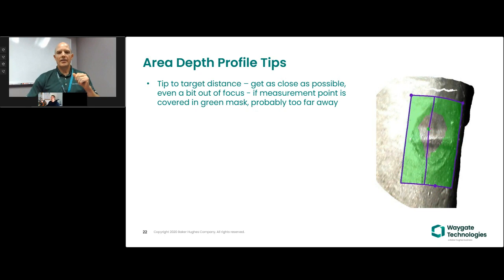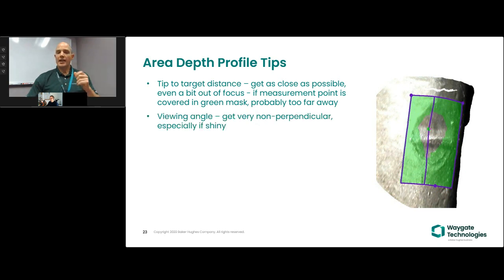Another indicator is if the green mask is filling the region that includes the measurement point, which you can see is this green dot in this point cloud view. If this green mask were filling that whole center area, that would be a sign that you're probably too far away and you should get closer and try to do another capture to better resolve that feature.